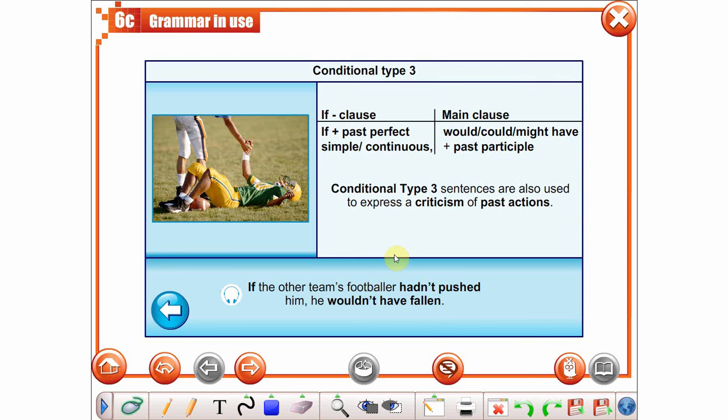Thank you very much. These are the if conditionals in the 4 types: conditional 0, conditional 1, conditional 2, and conditional type 3.